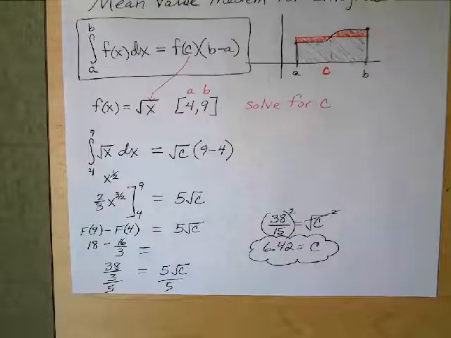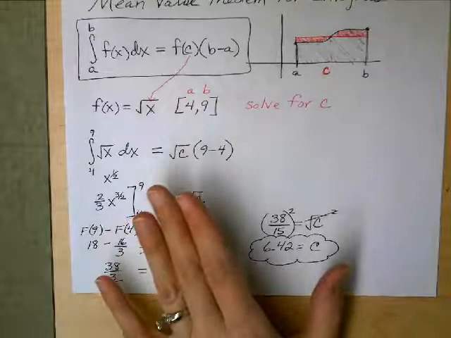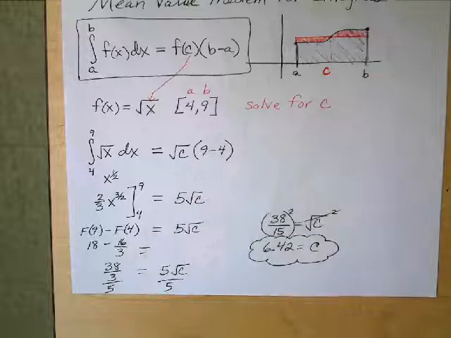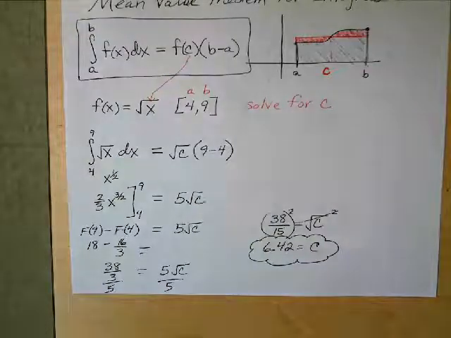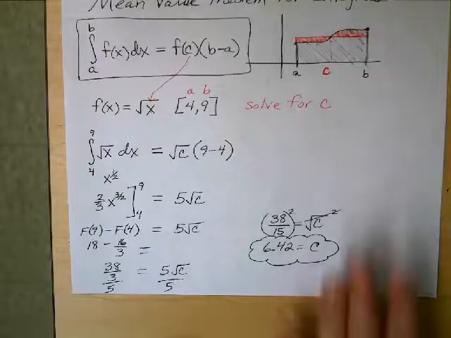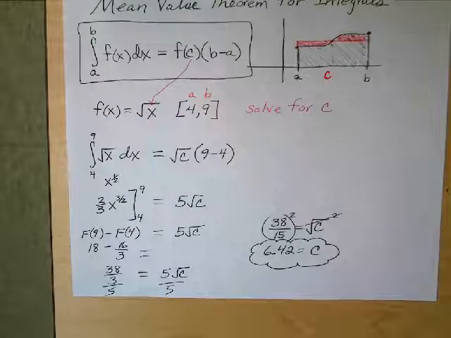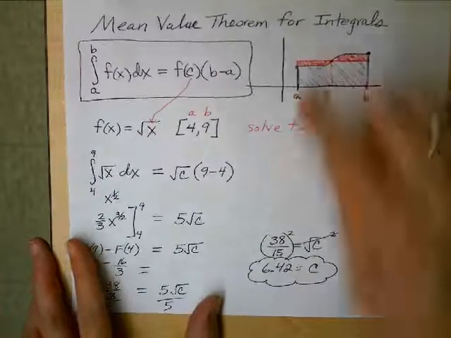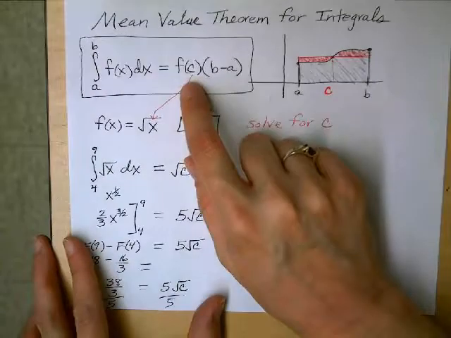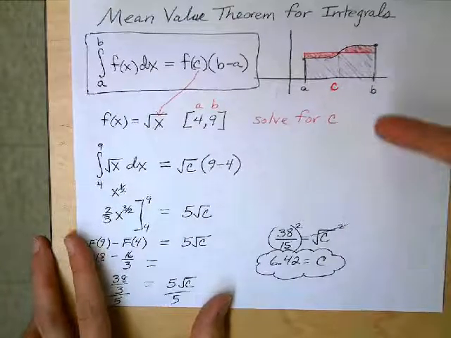So C is a point on the x-axis, 6.42. It's a spot down here on the x-axis. The C number you're finding is on the x-axis, somewhere in the middle, where you can make a rectangle with a certain height. So yeah, C is an x coordinate. Okay, then there is a second part called the average value of a function. There's just another step to this. Some questions will ask you to use the mean value theorem to find C. So we just did that.